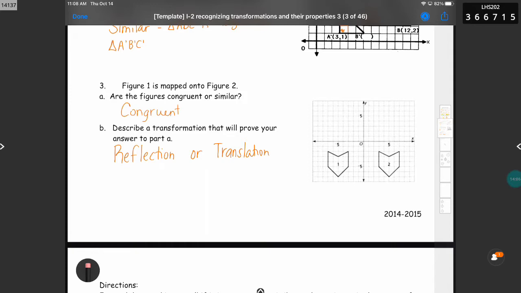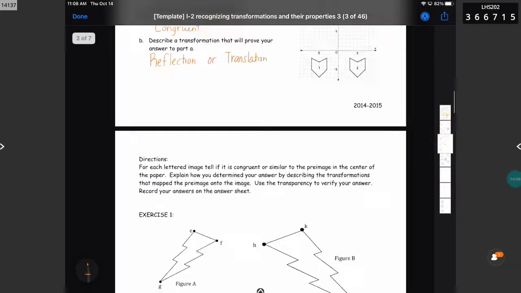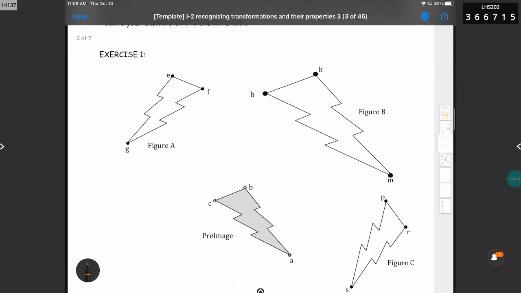All right, let's look at the next page. This is what you're gonna be doing by yourself. So that's pretty much the lesson for today. I'm gonna explain what we're gonna do next.